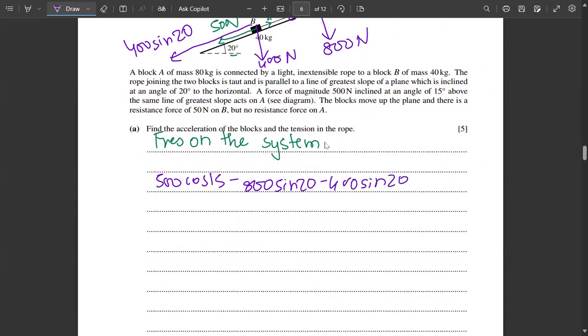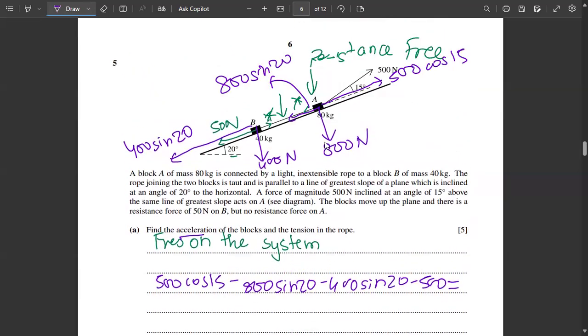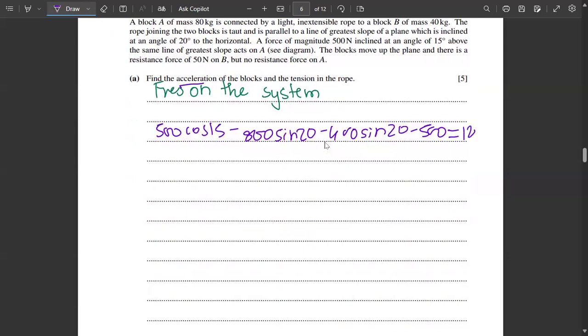And do not forget the resistance force on B, which is 15 Newton. So minus 15 Newton is equal to, and have they told us this is in equilibrium? Find the acceleration. So obviously not in equilibrium. This is equal to mass into acceleration. So mass will be 40 plus 80, which is 120, into A.